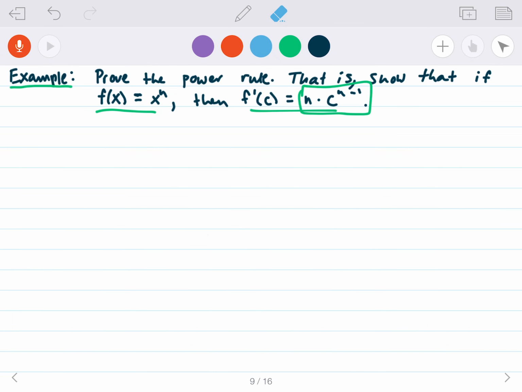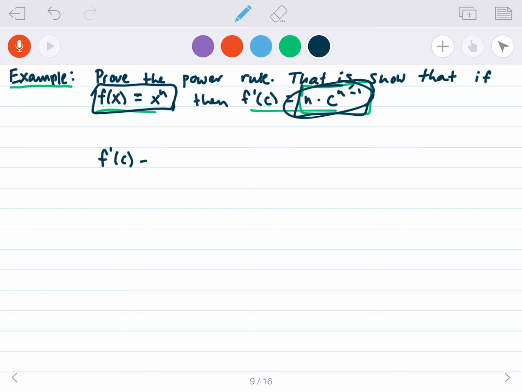Okay, so let's go ahead and prove the power rule that we teach our Calc 1 students. So if you're taking the derivative of x to some power, you just move the power to the front and subtract 1, and that's the power rule. So let's go ahead and prove it. So we want to show the following. We want to show that f prime of c is equal to this guy.